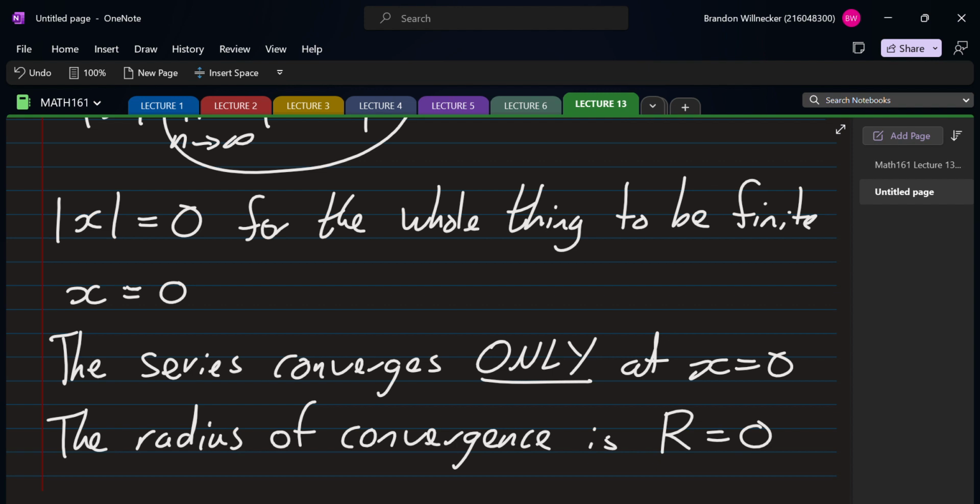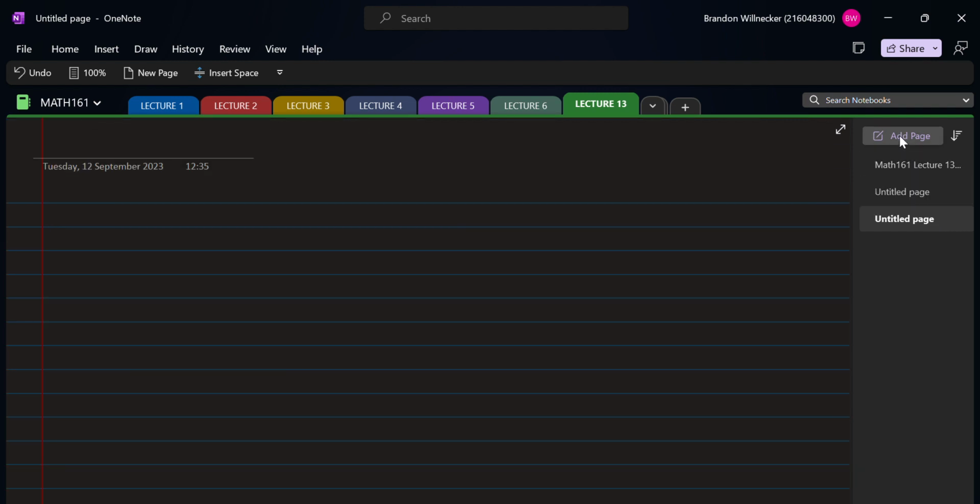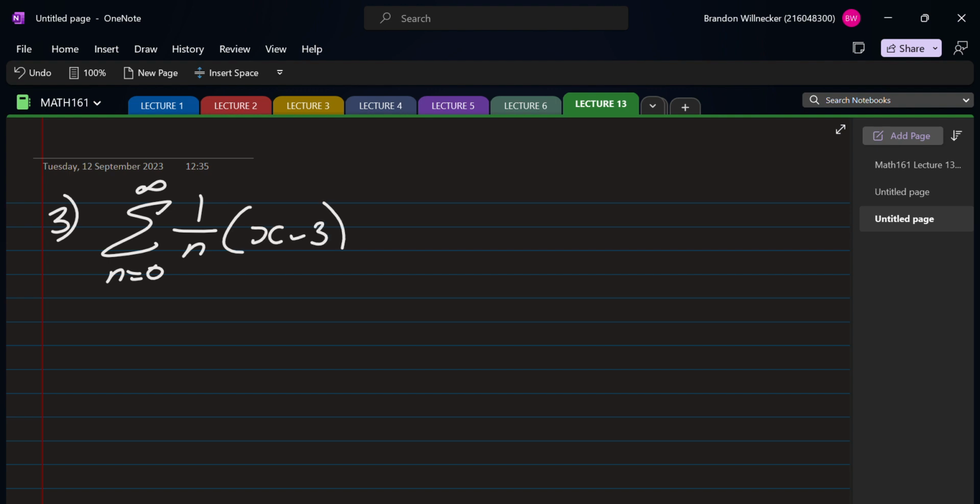Okay, let's have a look at the next one. Number 3. Okay, so here we have the sum, n equals 0 to infinity, 1 over n, x minus 3 to the n. Okay, so we found the Taylor series, this is what we've got. Now we want to see what is the interval of convergence. Again, we use the ratio test. So for all of these, you use the ratio test.